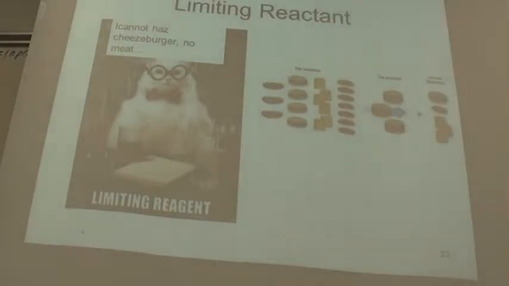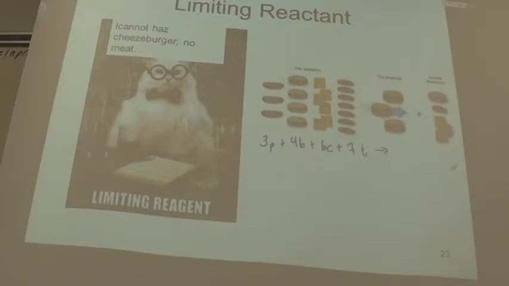So here we go. Let's look at this. The cheeseburger cat would like to make as many cheeseburgers as he can. He starts out with 3 patties, 4 buns, 6 cheeses, and 7 tomatoes. He can make how many cheeseburgers?